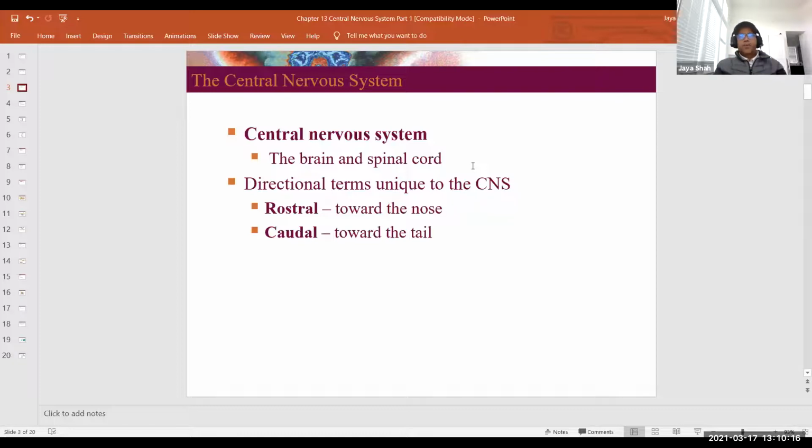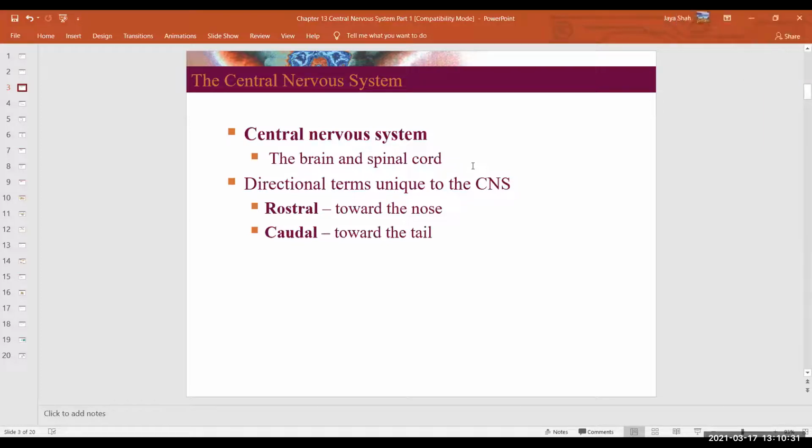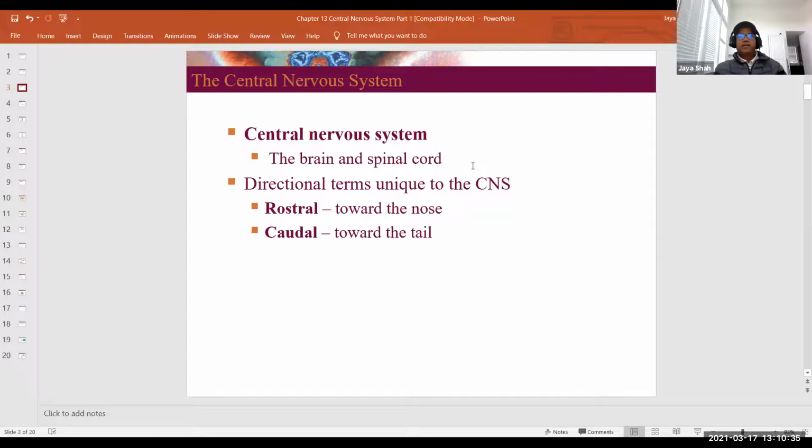So let's compare the cervical spinal cord and lumbar spinal cord. Which one is rostral? The cervical, yes. And the lumbar is caudal when we compare them, okay?